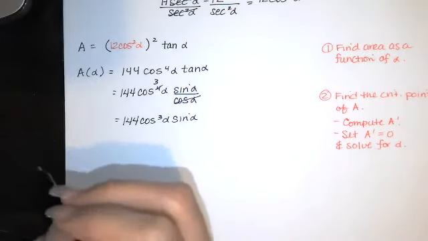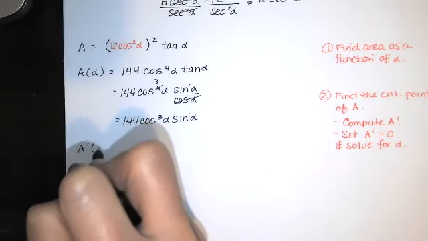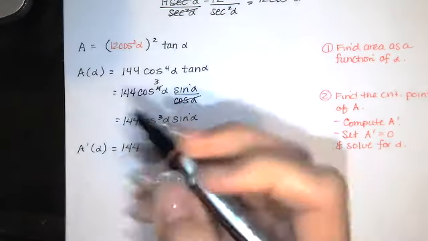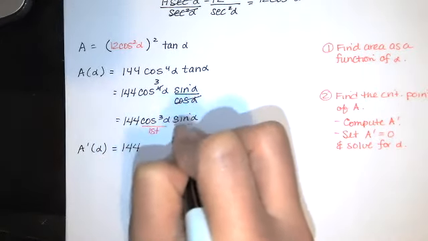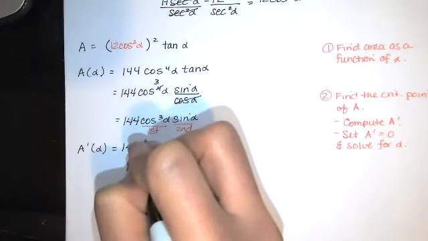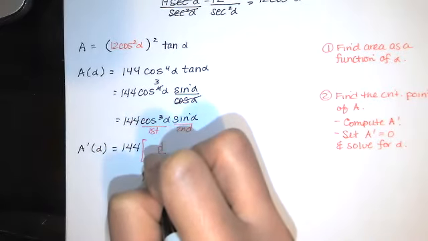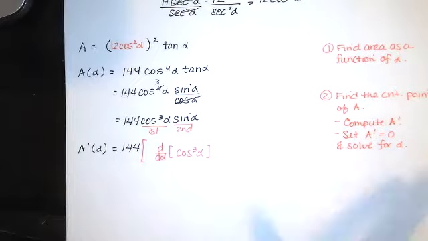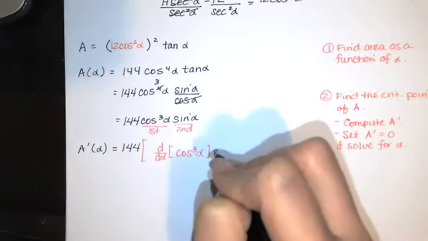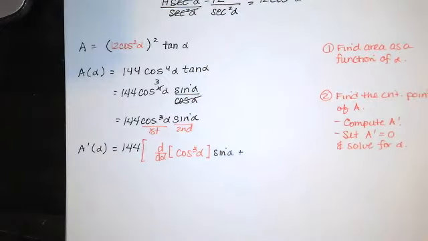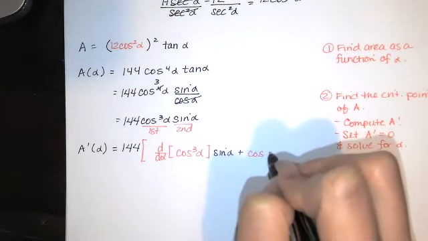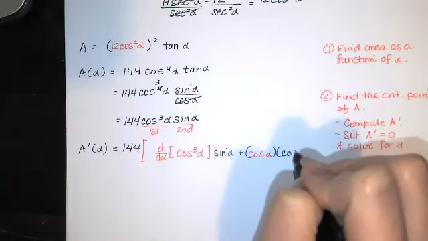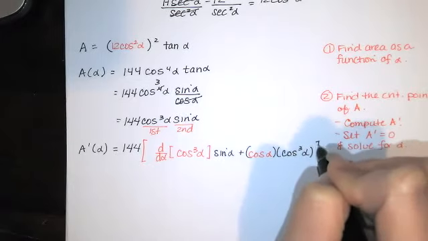Okay, so let's do this. I'll factor out that 144, and I'll use the product rule for this. That's my first function, and that's my second function. So we're going to have derivative of the first with respect to alpha times the second, undifferentiated, plus derivative of the second with respect to alpha, which happens to be cosine of alpha, times the first, which is cosine of alpha cubed.